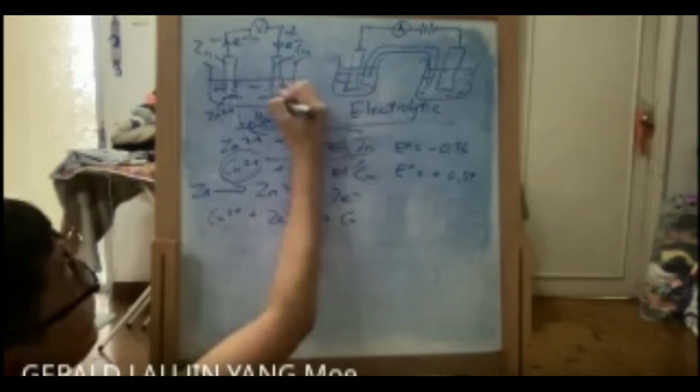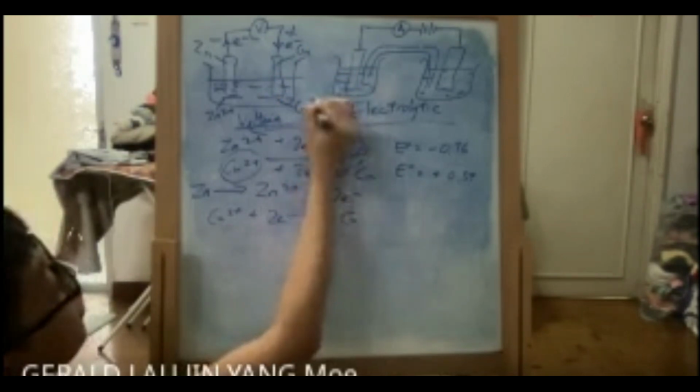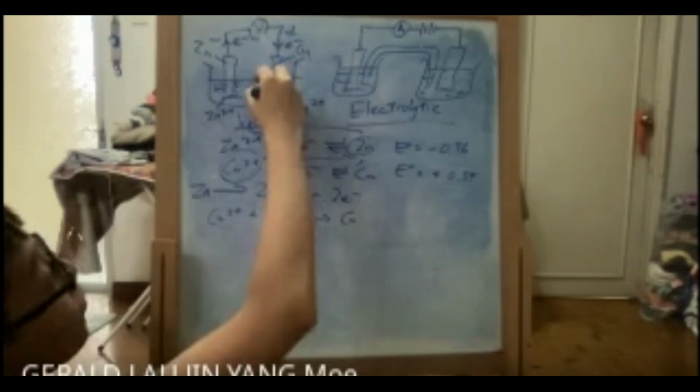Okay, in here there is copper ion. Copper ion accepts the electron coming from the wire and forms copper atom here. It will form copper atom, so the electrode becomes thicker. Can you understand the mechanism of this voltaic cell? Yes, good. Can you understand?